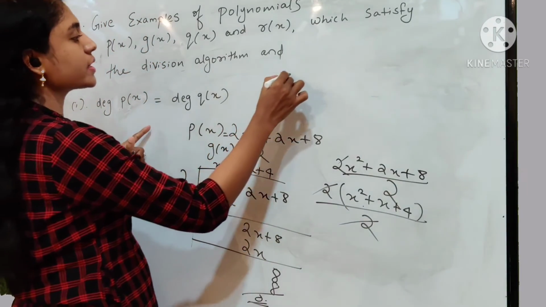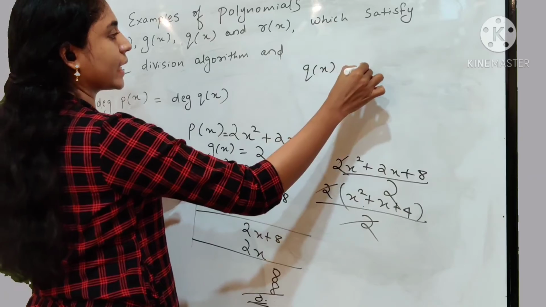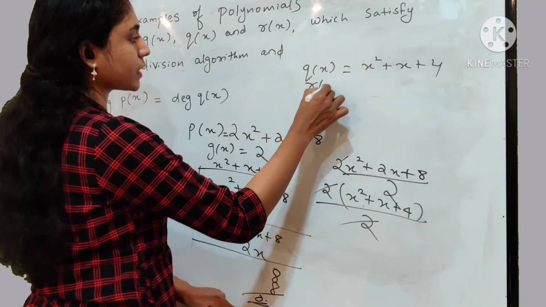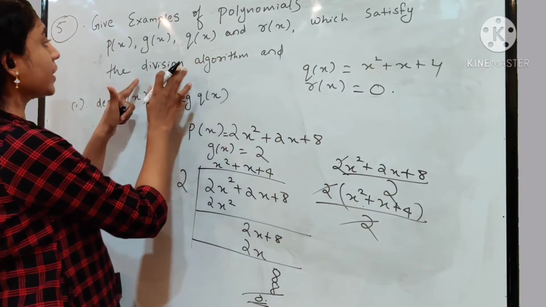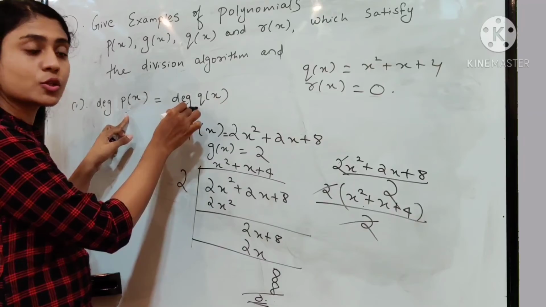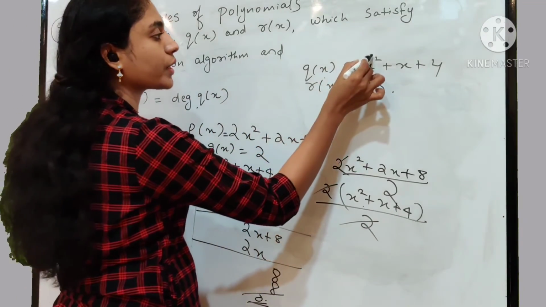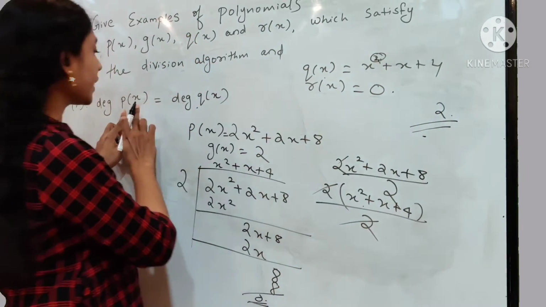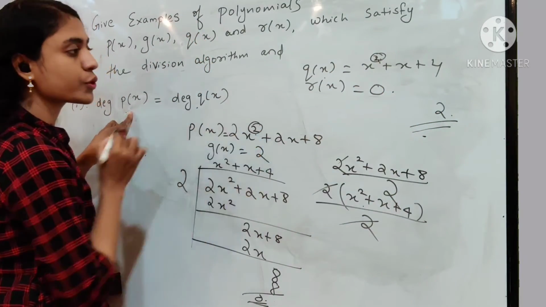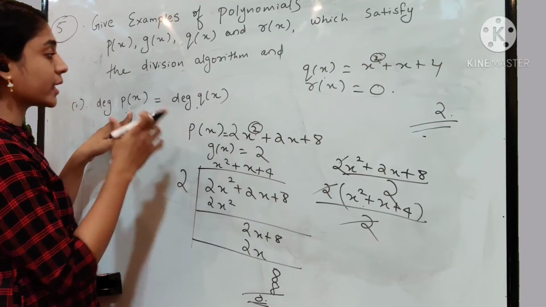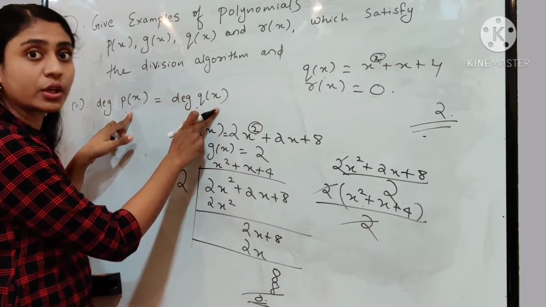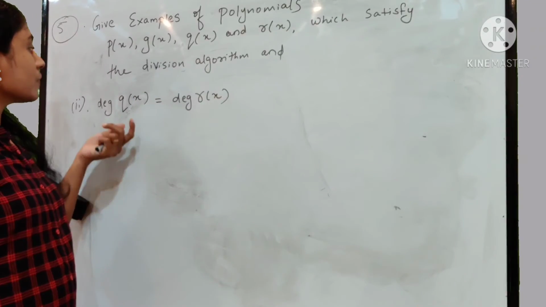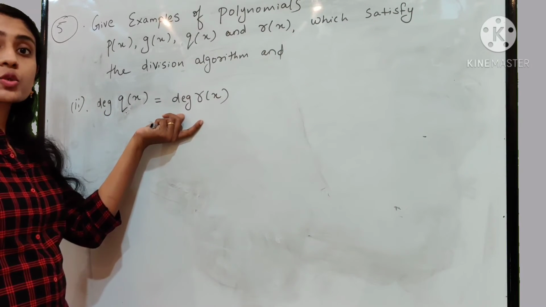That means the quotient q of x we got is x square plus x plus 4, and the remainder r of x is 0. Here we have to satisfy degree of p of x equal to degree of q of x. What is the degree of q of x? X square, right? The degree of q of x is 2. And what about the degree of p of x? Degree of p of x is also 2. That means we satisfied the conditions. Degree of p of x is equal to degree of q of x and it also satisfies the division algorithm as well.